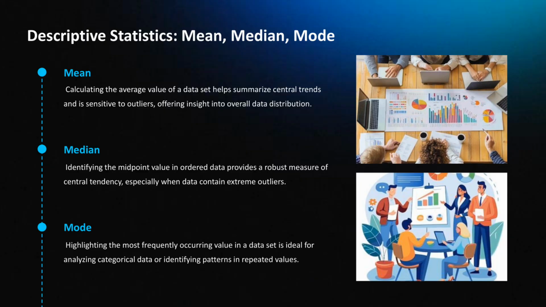Descriptive statistics summarize data concisely. The mean gives an average sensitive to outliers. The median identifies the midpoint, which is robust to extremes, and the mode highlights the most frequent value, useful for categorical data. Together, these measures help you understand central tendencies and detect skewness or repeated patterns in your dataset.